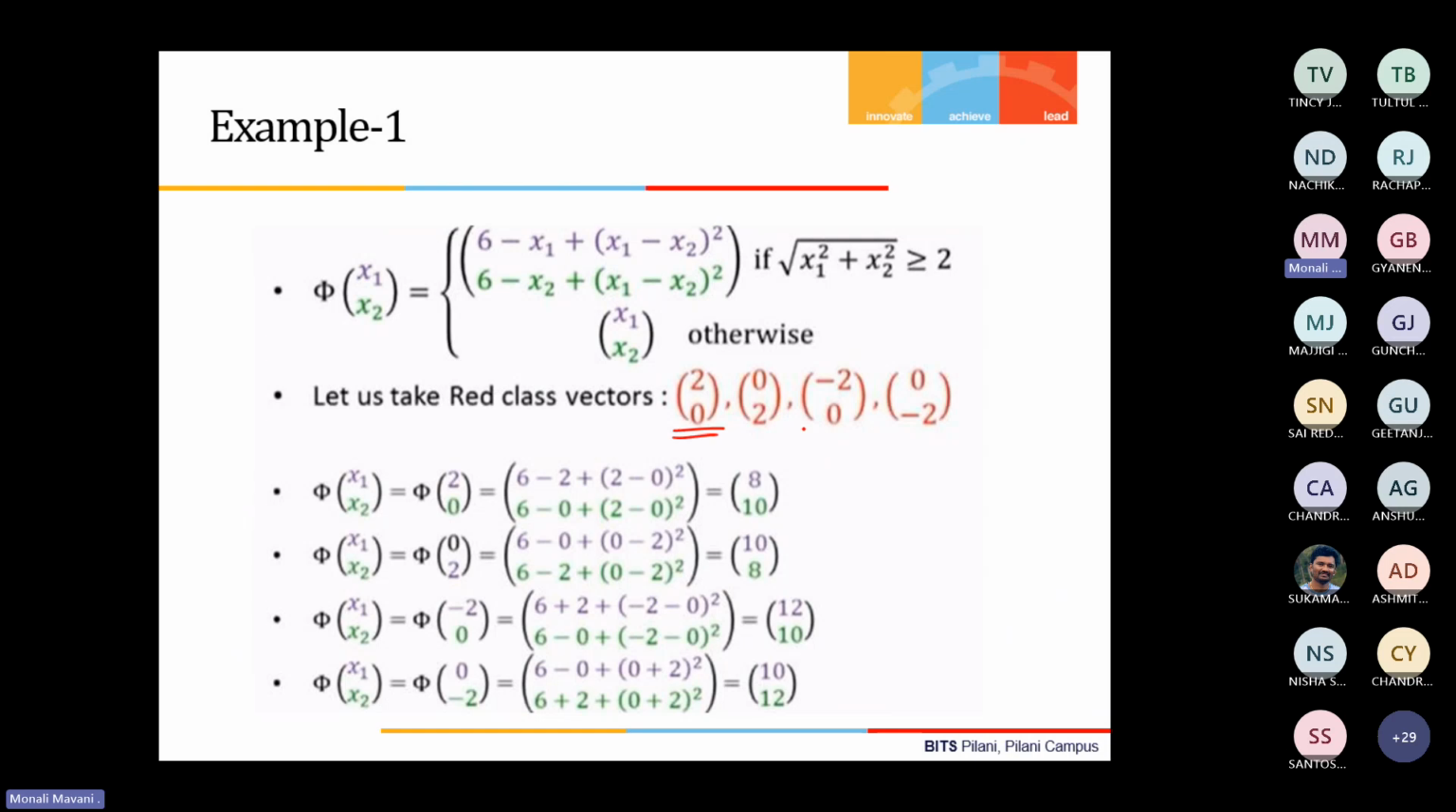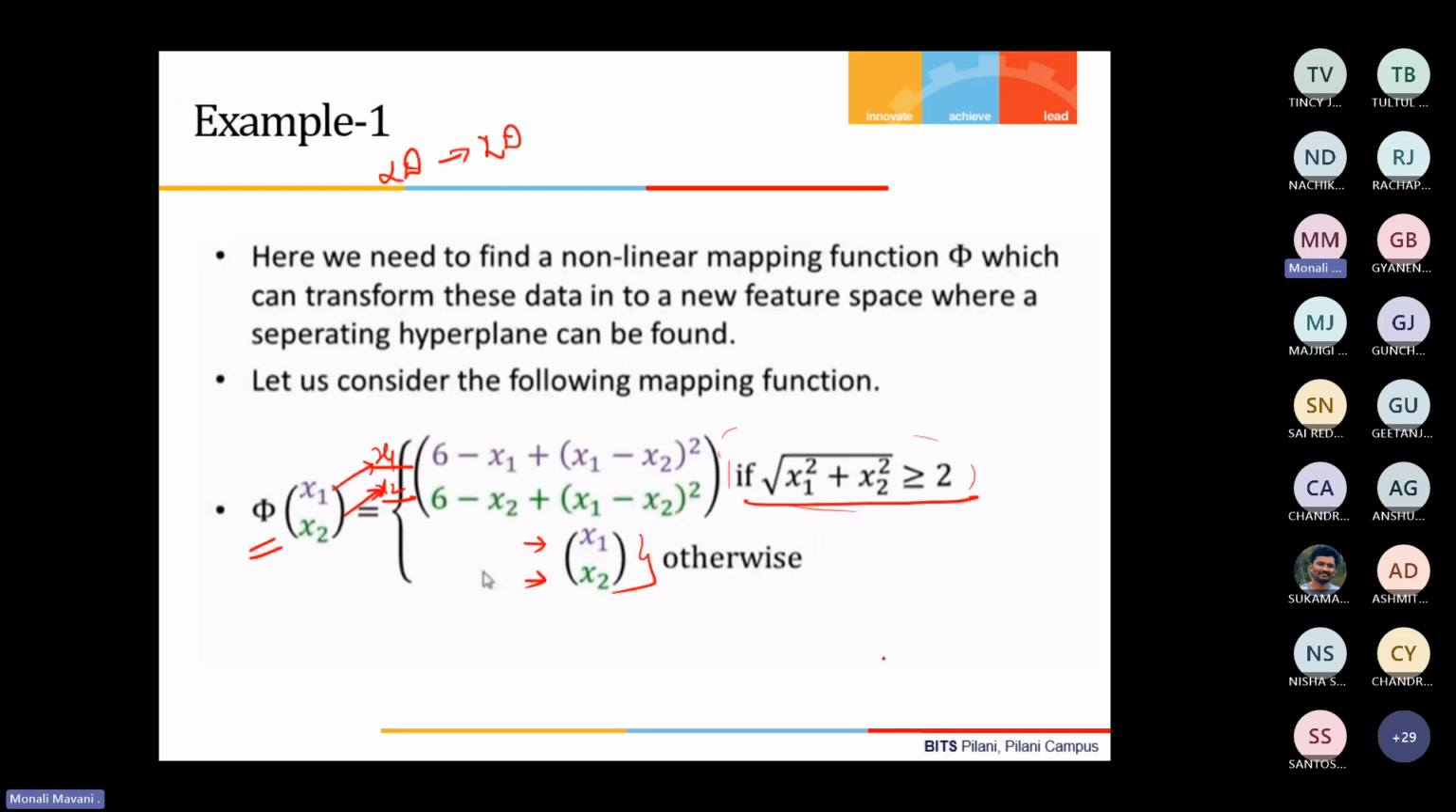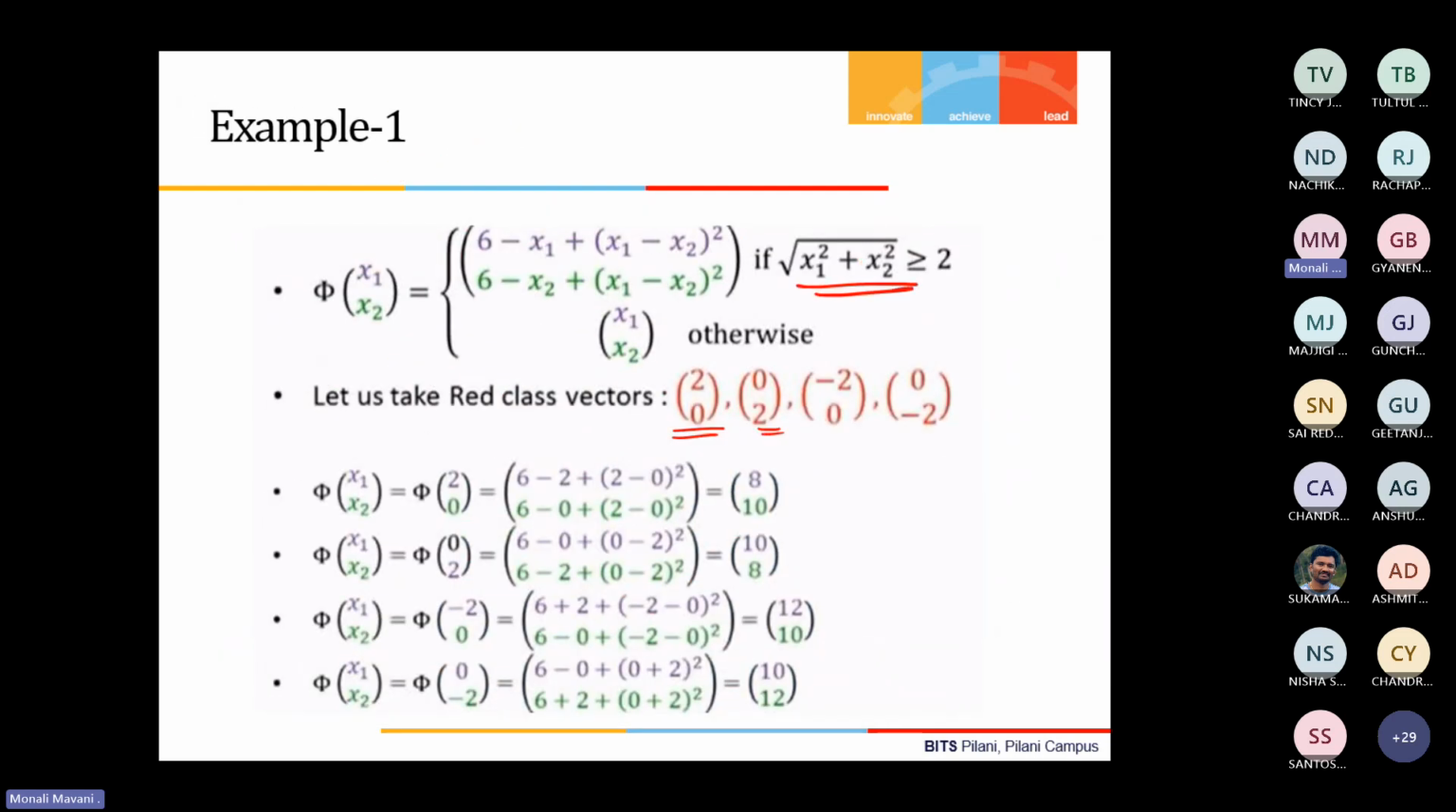Now, these are the red class vectors. There are 4 data points here. We have taken those coordinates here. And now first we will check this condition. I'm just checking for the first data point. This is x1, this is x2. 2 square plus 0 square, and the square root should be greater than or equal to 2. So what is our answer for this? 2, which is definitely greater than or equal to 2. It is equal to 2. That means this condition is satisfied. We will transform this first point.